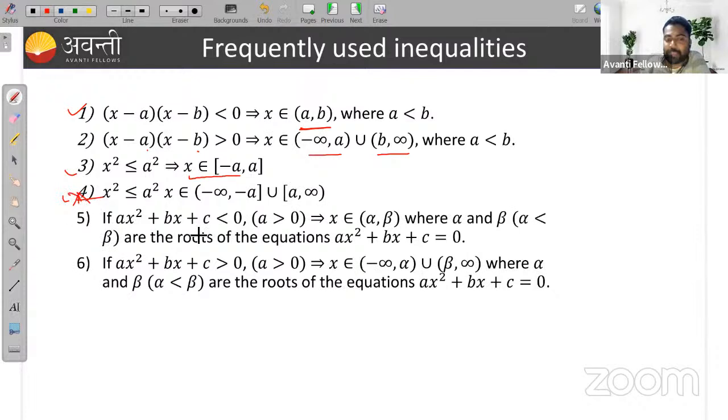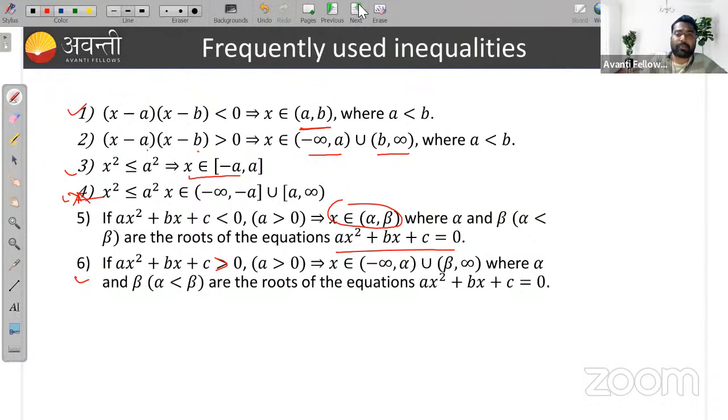In the fifth point, if ax square plus bx plus c is less than 0 and a is greater than 0, then the solution result will be the open interval alpha to beta, where alpha and beta are the roots of this quadratic equation ax square plus bx plus c equal to 0. And the sixth one, similarly, if the quadratic expression is greater than 0, then the solution result will be minus infinity to alpha union beta to infinity.